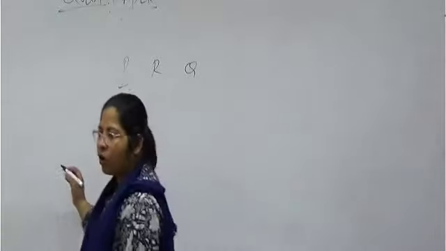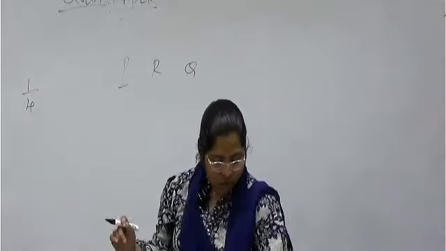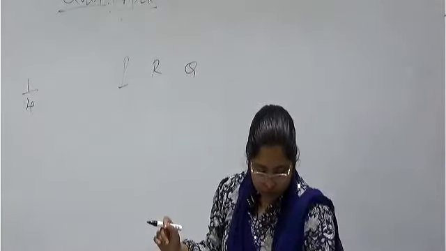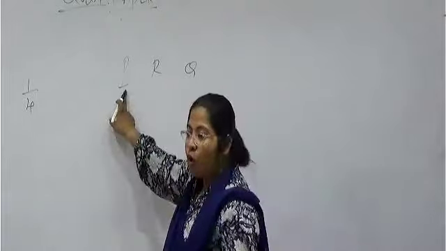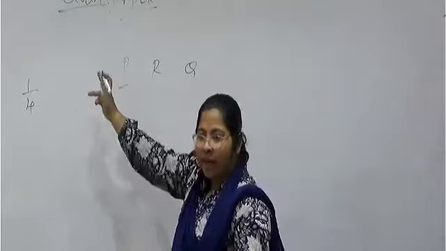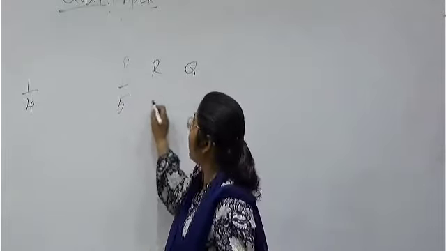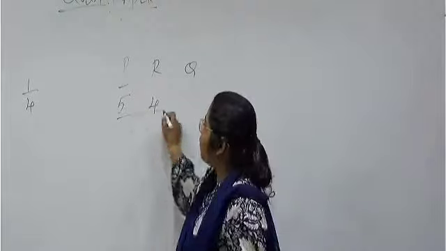25%, that means 1 by 4. Where should I put 4 now? 25% is more, not less, more. P is more. That means 4 plus 1, not minus 1. That means 5 here and 4 here, with P and R.